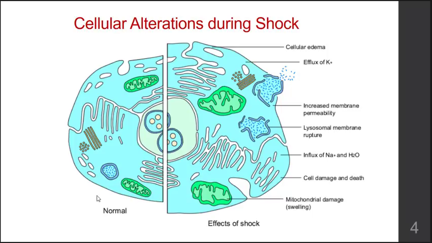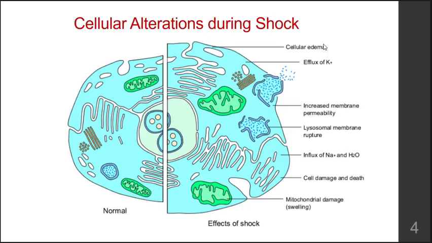You've seen this slide before back in Patho 1, and on the left of your screen you can see a normal cell, and on the right the effects that occur when shock happens. Even though this slide is showing you the major cellular events that can occur during shock, remember that with shock this is happening in every cell everywhere in the body.